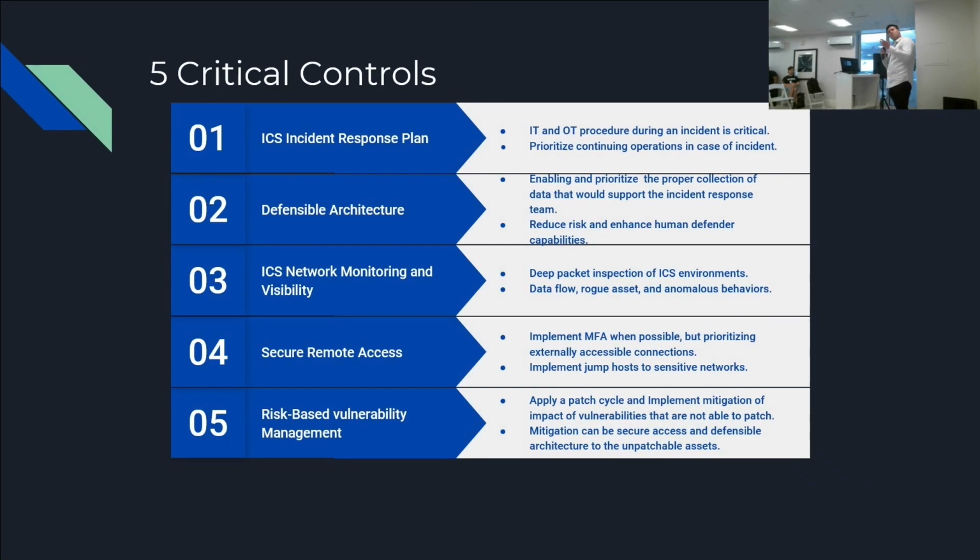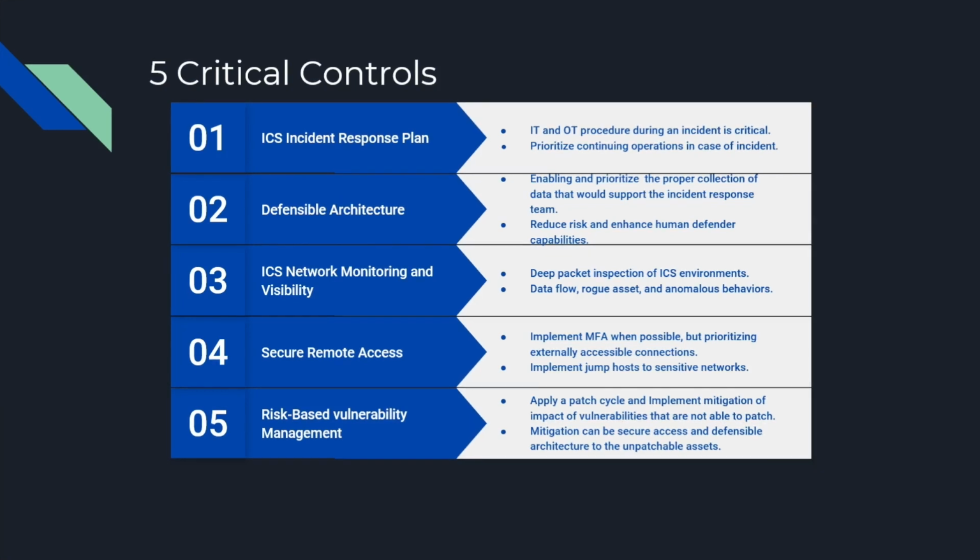So recently, SANS released a white paper called the 5 Critical Controls of ICS Security. It was written by Rob M. Lee and Tim Conway. When I read this white paper, it was very enlightening, and I think it was very informative and helpful for people who are beginning to understand how to take another approach in IT security. The first one is to have an ICS-specific incident response plan.